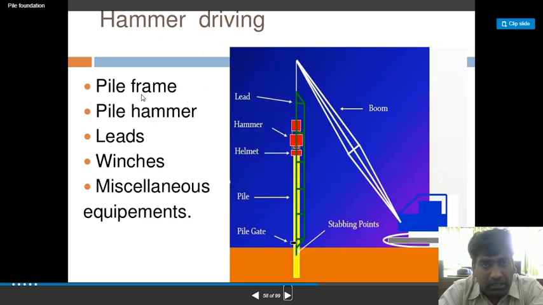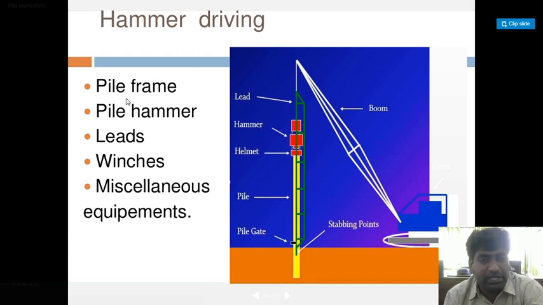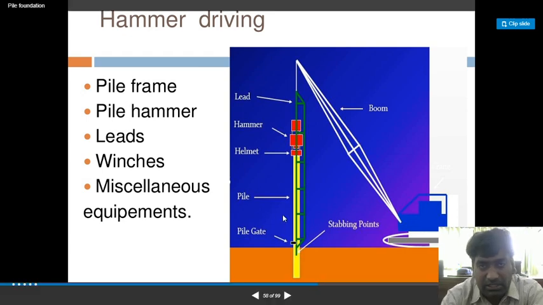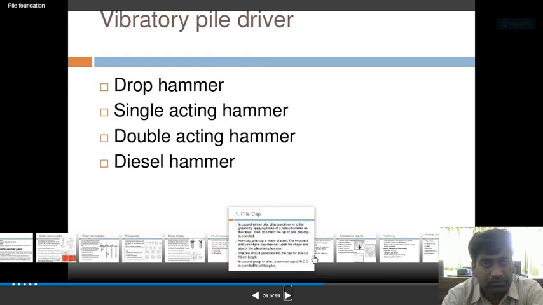Hammer driving. In this we can see the pile hammer, pile frame, leads, winches and miscellaneous equipment. So this is where hammer driving is being done. This is the boom, this is the establishing point, this is the pile gate, pile, helmet and hammer, and load is being provided in a way, and the pile is driven by pile hammering in this way.